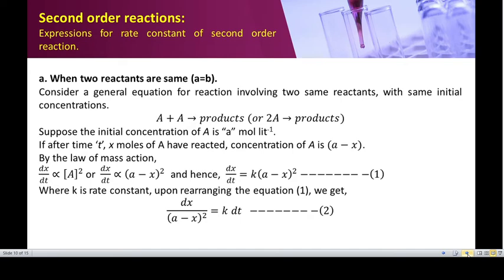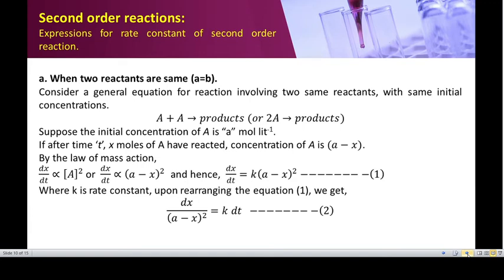Say the initial concentration of A, that is small a, may be changed to some x moles of A, which will be reacted. So out of small a, x moles is reacted. Therefore the remaining concentration of capital A after time t must be a minus x, right? So by the rate law equation, dx by dt is proportional to capital A to the power 2, because it is a second order reaction. The power of concentration should be 2.